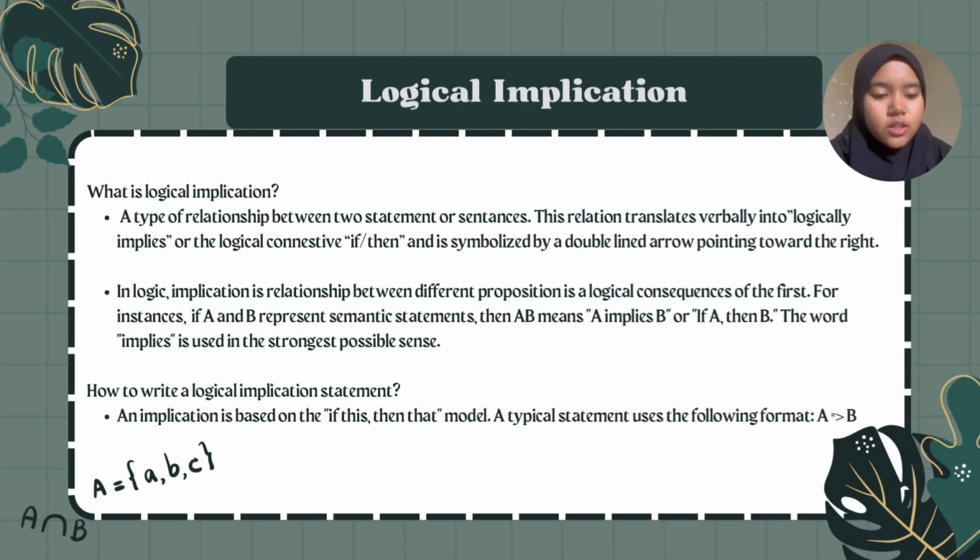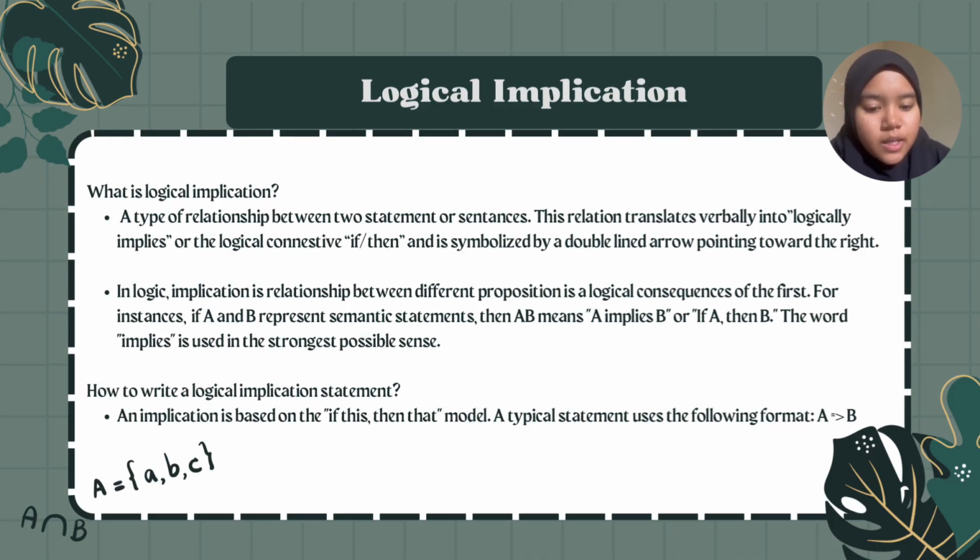Okay, the next one is logical implication. What is logical implication? Logical implication is a type of relationship between two statements or sentences. This relation translates verbally into "logically implies" or the logical connective "if, then", and is symbolized by a double line arrow pointing toward the right.